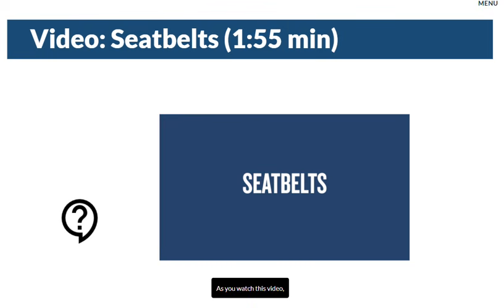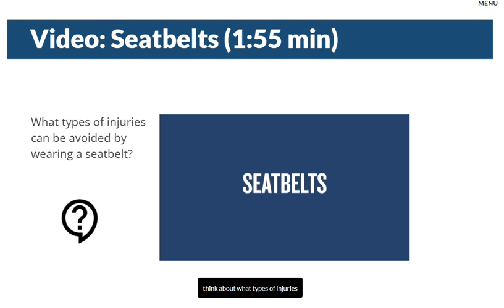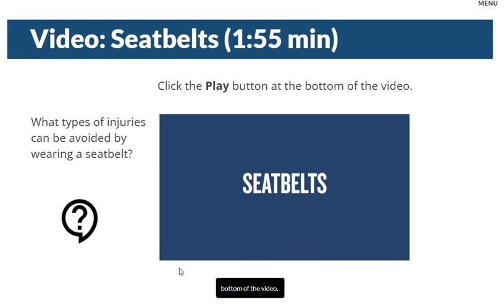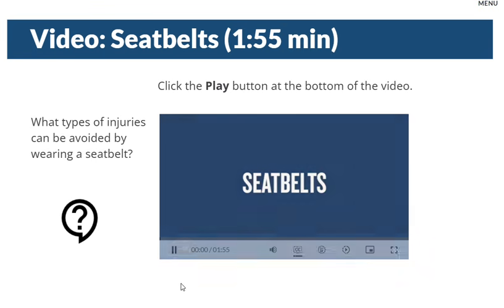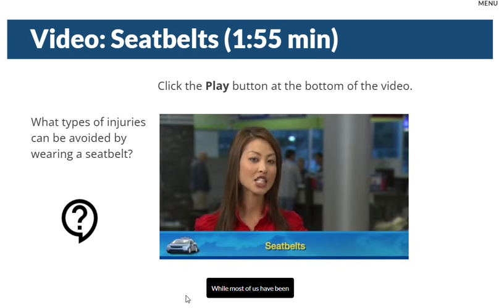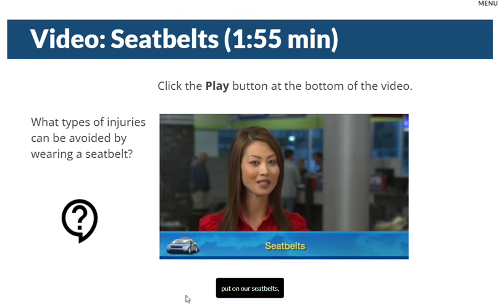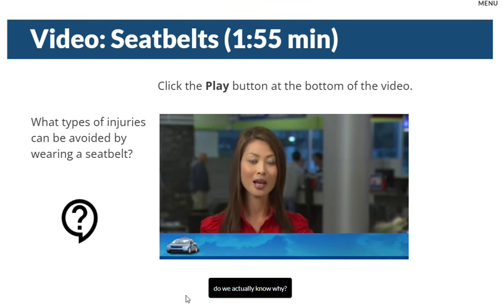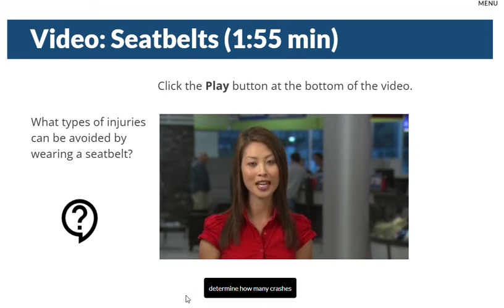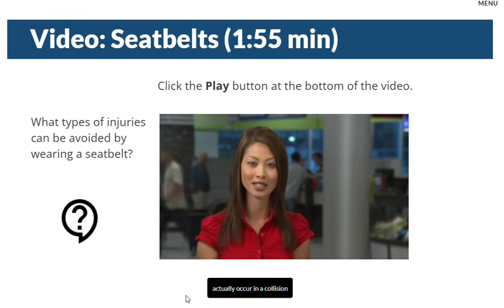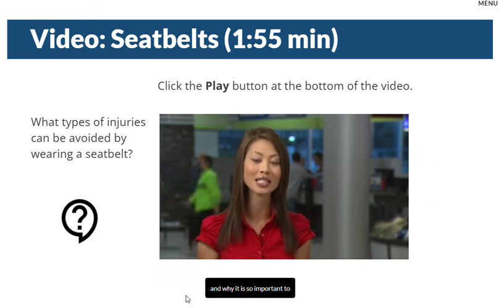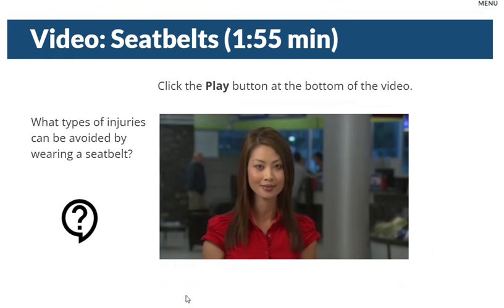As you watch this video, think about what types of injuries can be avoided by wearing a seatbelt. Click the play button at the bottom of the video. While most of us have been conditioned to automatically put on our seatbelts, do we actually know why? While viewing the following video, determine how many crashes actually occur in a collision and why it is so important to continue to wear our seatbelts.